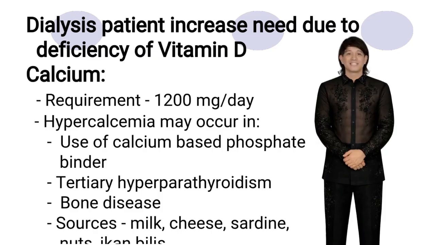Dialysis patients often need increased vitamin D due to deficiency. Calcium requirements are 1200 milligrams per day. Hypercalcemia risks include calcium-based phosphate binders, tertiary hyperparathyroidism, and bone disease. Key calcium sources are milk, cheese, sardines, nuts, and ikan bilis, which are also high in phosphate.